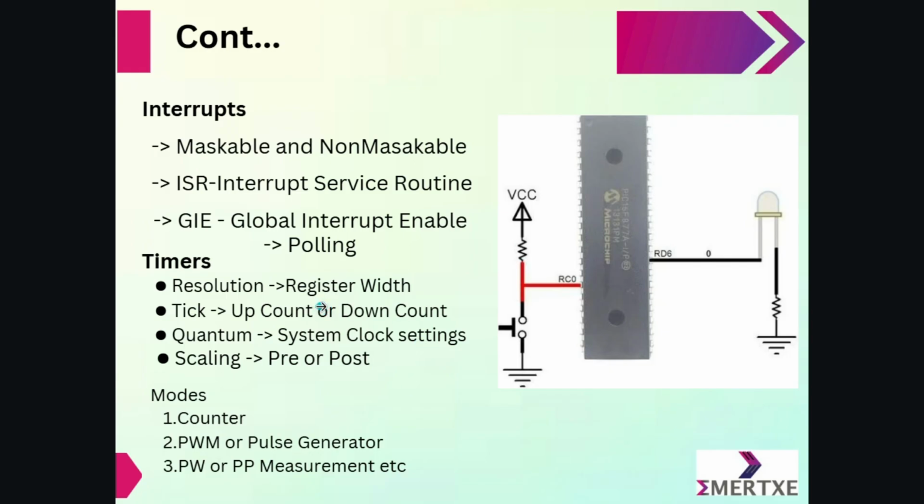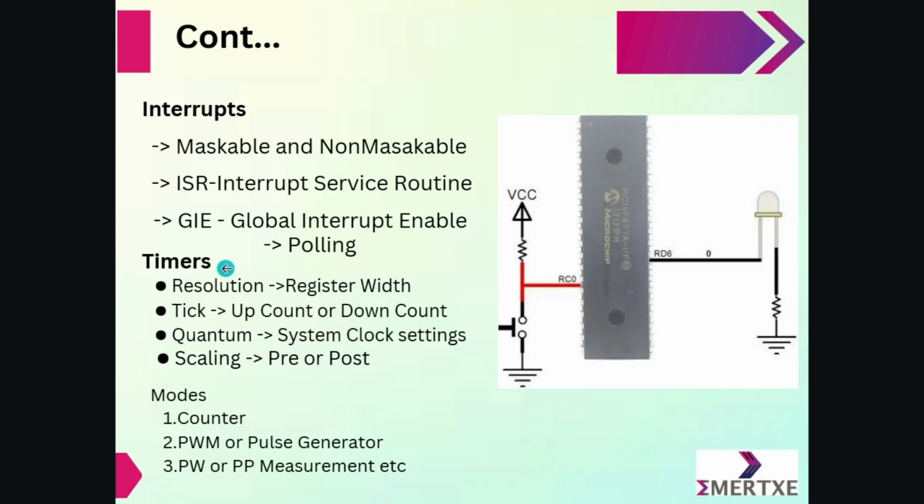Coming to the interrupts, there are different types of interrupts, mainly classified as two types: maskable and non-maskable. When these interrupts arise in an embedded system, the microcontroller goes into a state called ISR, which is the interrupt service routine. After completing the interrupt service routine, it comes back to the instruction which was executed just now. Next, GIE means global interrupt enable.